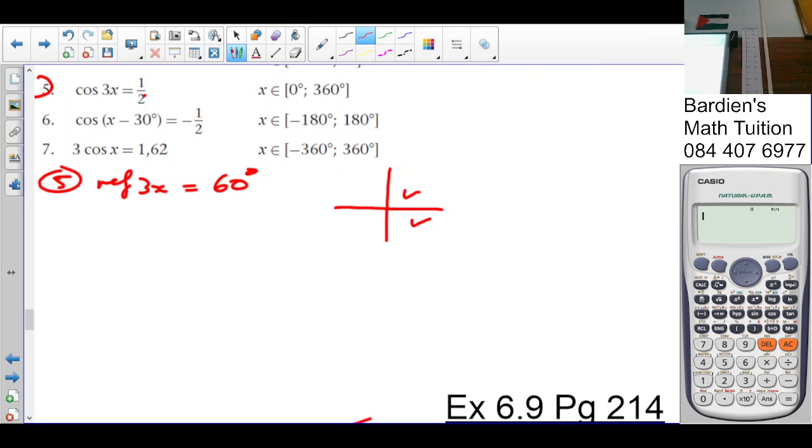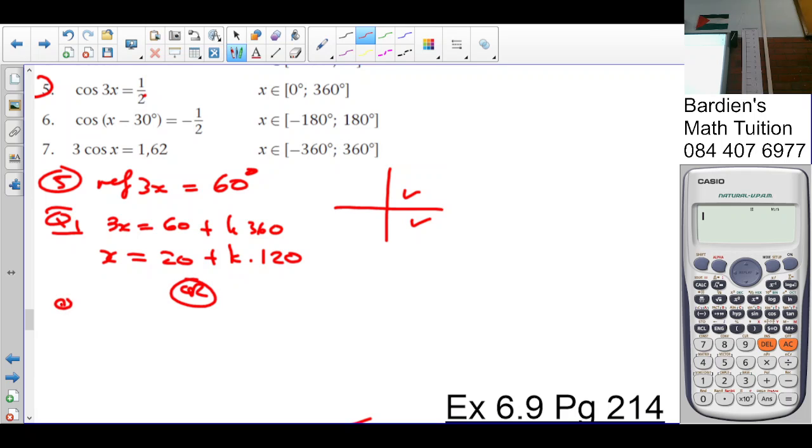1 and 4. How do we get in quadrant 1? Just the angle. So it's 60 plus k times 360. So you divide by 3, so x is equal to 20 plus k times 120.